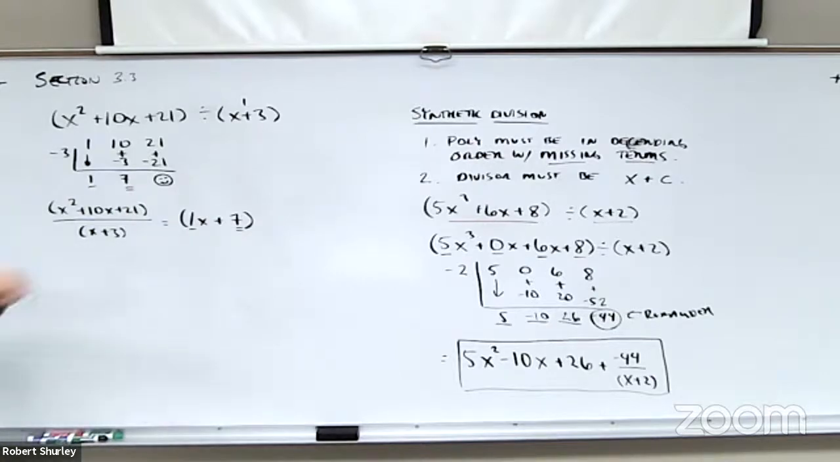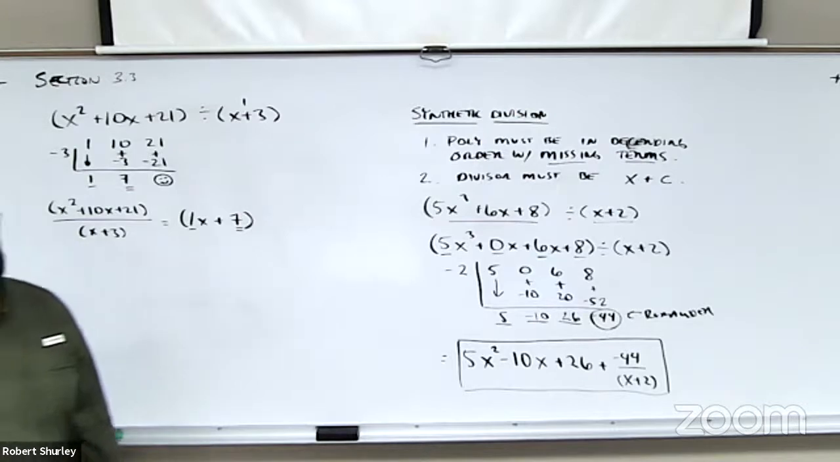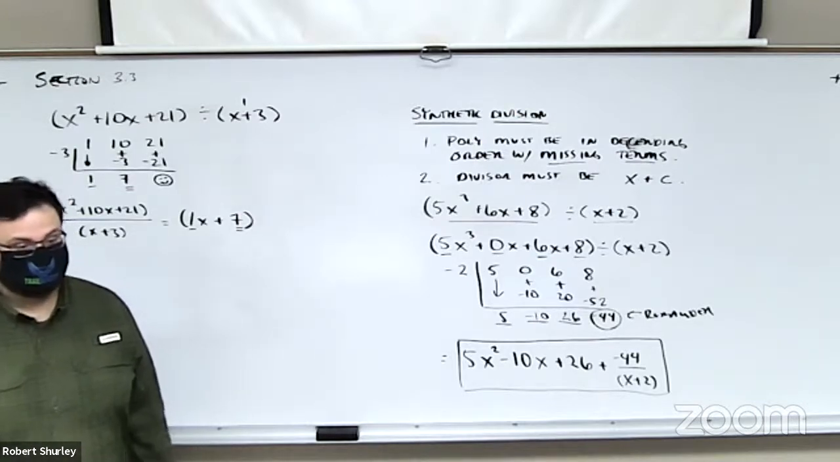Okay, 1x plus 7. That's because we had a 0 remainder. We didn't have to write plus, you know, I guess you could write plus 0 over the divisor, but 0 divided by anything is 0. Okay. Questions? Comments in Zoom world?